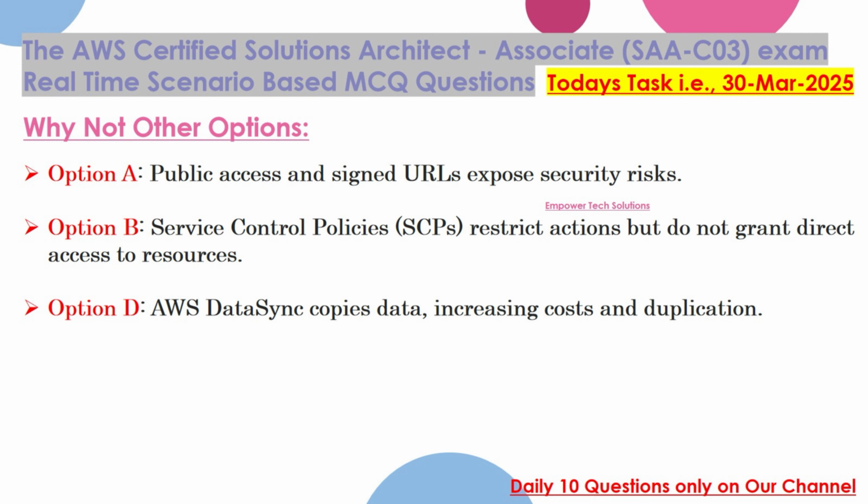Option A. Public access and signed URLs expose security risks. Option B. Service control policies, SCPs, restrict actions but do not grant direct access to resources. Option D. AWS DataSync copies data, increasing costs and duplication.